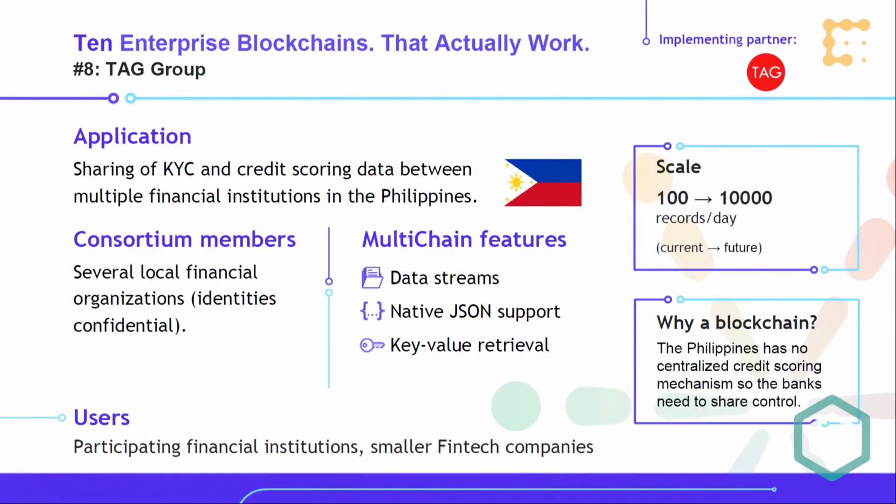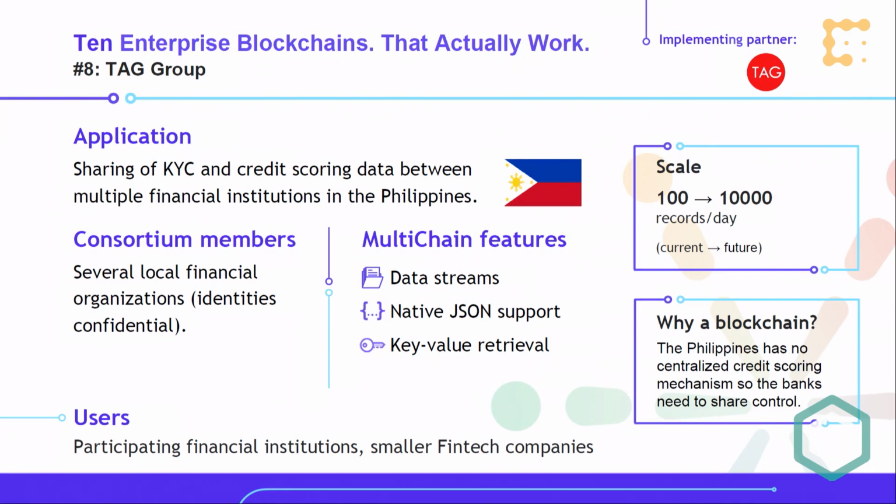Number 8. This is the TAG group based in the Philippines. So the Philippines has no centralized credit scoring organization. And there's a desire here to create such an institution, but there is no actual physical or legal institution in which this credit scoring database can be built. So instead it's been built on a blockchain.